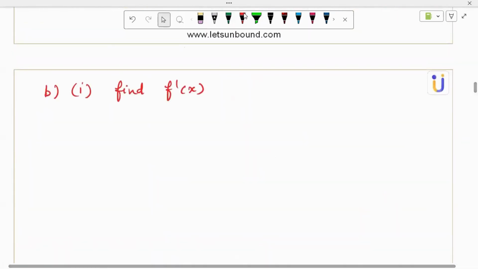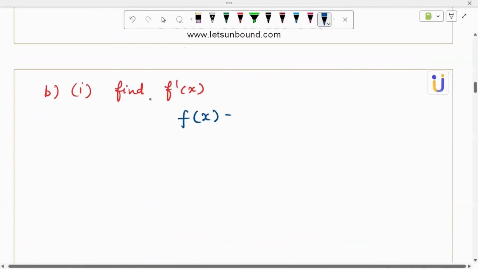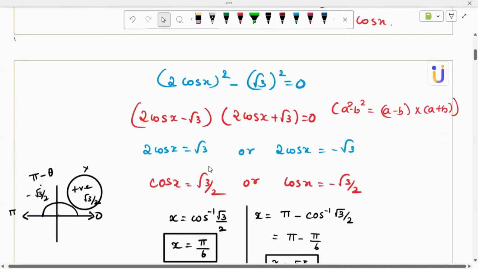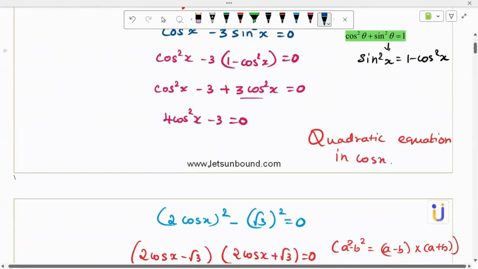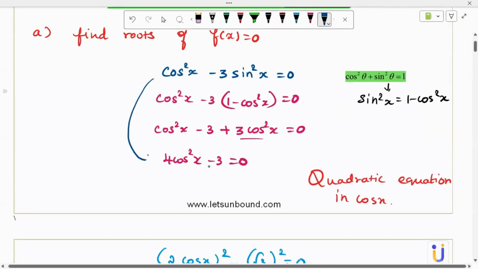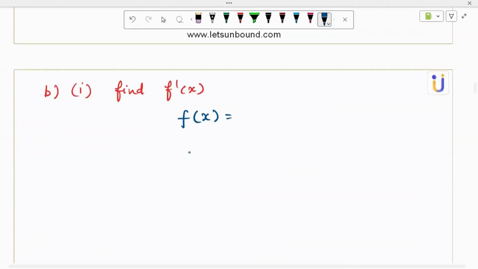Find f dash of x. Okay, derivative, differentiation. Let's write f of x. We simplified f of x into one function, right? That will be better. Not in the factored form, but the simpler form, turned into one single function. So this is my f of x. I solved, and I just made it simpler, with only one function involved. It is 4 cos square x minus 3.